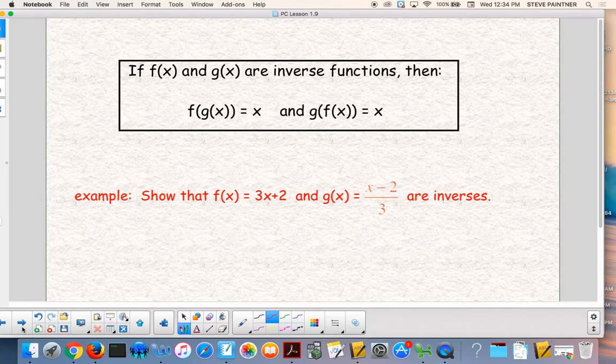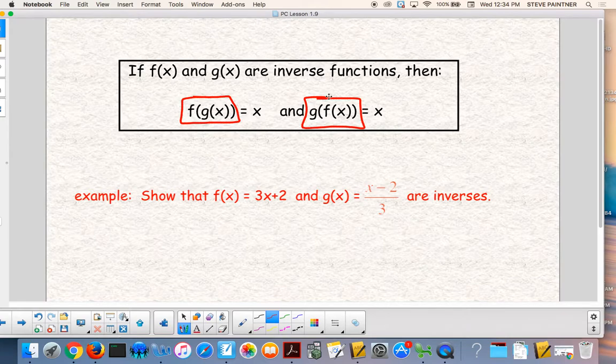Okay, here we go. If f of x and g of x are inverse functions, then this will be true: f of g of x and g of f of x will give us what? What will the answer be every time? x. Because whenever you put a number into one function, you get out an answer, but if you put the answer in the other function, you get out what you started with. Okay, x. You started with x.